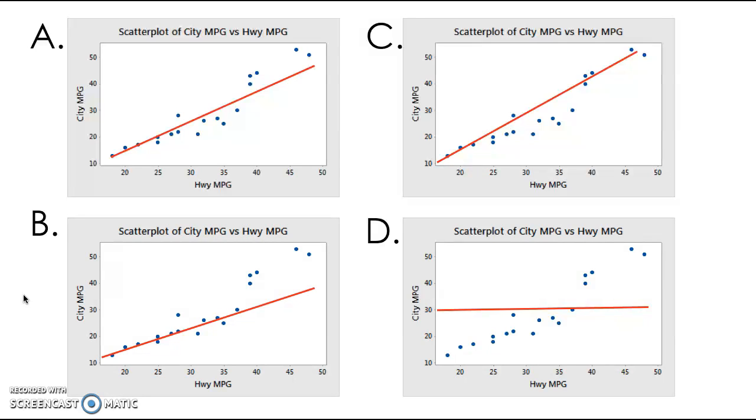So I want you to go ahead and pause the video now and give the students about 1 minute to pick which one they think has the most accurate line of best fit for the scatter plot. So you're choosing between A, B, C, and D. And when you make your choice, I want you to think about the things that we just talked about.